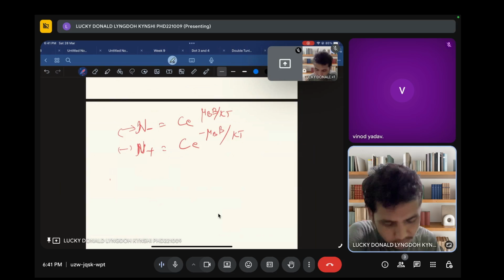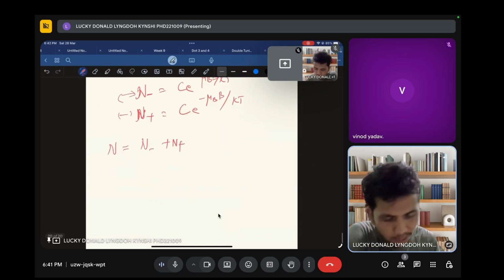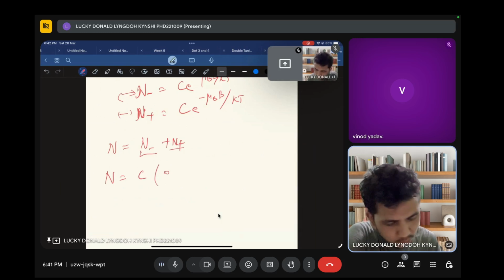But the total number of atoms n will always be equal to the sum of n minus and n plus. So what happens, we get n equal to, we can take this n minus and add this n plus, you can write c times e to the power of mu B B by kT plus e to the power minus of mu B B by kT.